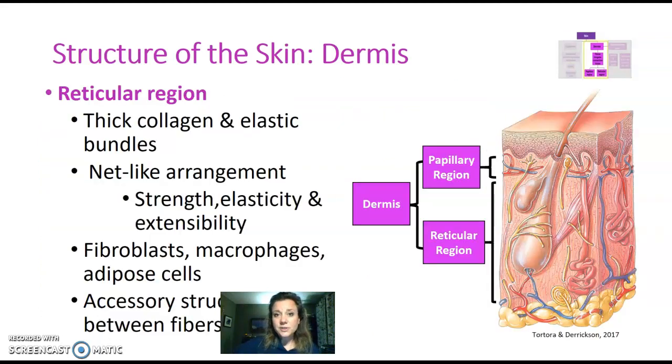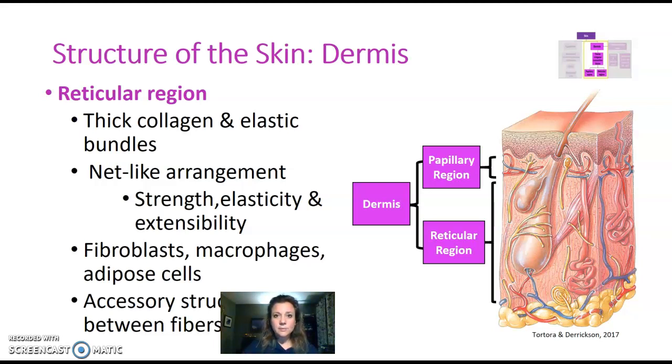The reticular region is the deeper layer of the dermis, and here you're going to find thicker collagen fibers and thicker elastic fibers. And as I said before, this is where you're going to see more of a net-like arrangement, and this is going to allow for the strength of the skin itself.